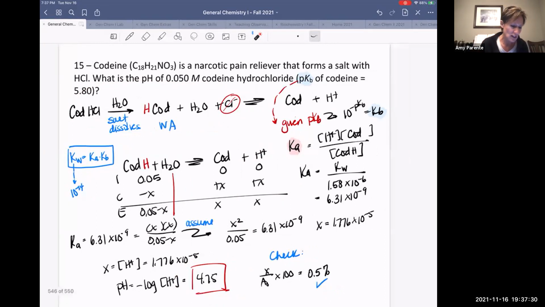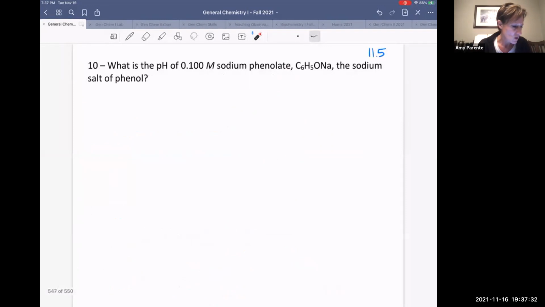Okay, so here's another problem to work through. What is the pH of 0.1 molar sodium phenolate? So here's the structure for sodium phenolate. This is the sodium salt of phenol. You're going to want to use Appendix C to get some values for this problem. The answer should be 11.5, but go ahead and work through this problem. All righty.